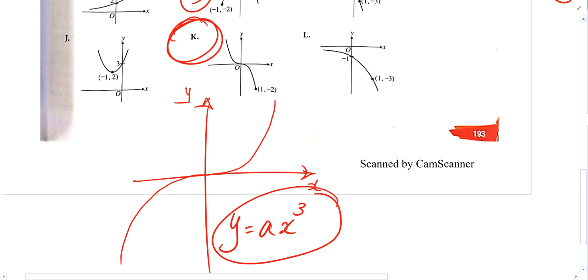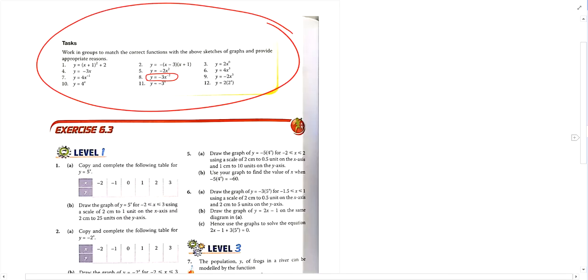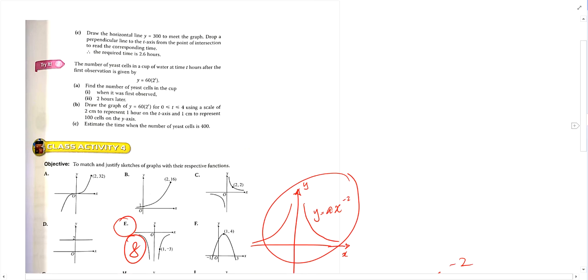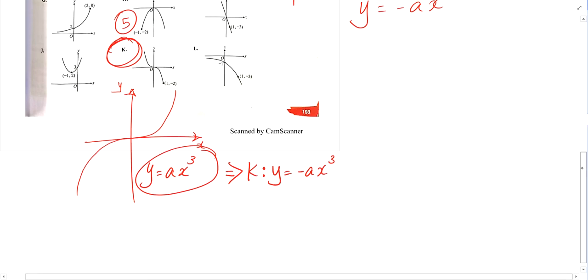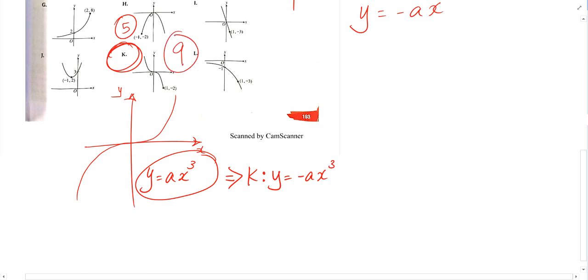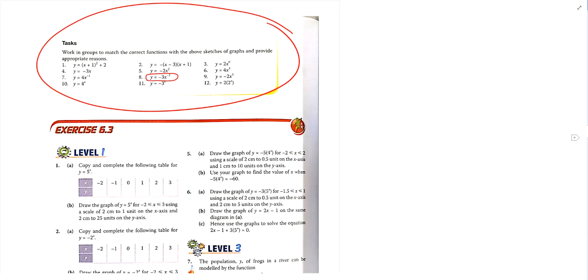Symmetrical about the y-axis. Can we also say that they are symmetrical about the x-axis? Same thing, right? In this case. So what do you think the graph for K should be like? Y equals negative ax to the power of 3. Okay, so we have 9. Negative ax to the power of 3. Okay, nothing else fits. Any questions?